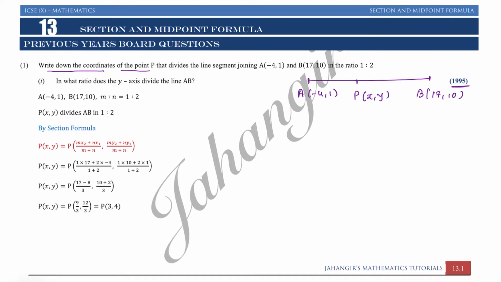Let's say P is x and y. It divides AB in the ratio of 1 is to 2. So in the first question you have to find the value of P. There are two questions, and the second question is in what ratio does the y-axis divide AB. That we will do in the second part. First, let P divide AB in the ratio of 1 is to 2. So therefore we will write the section formula.